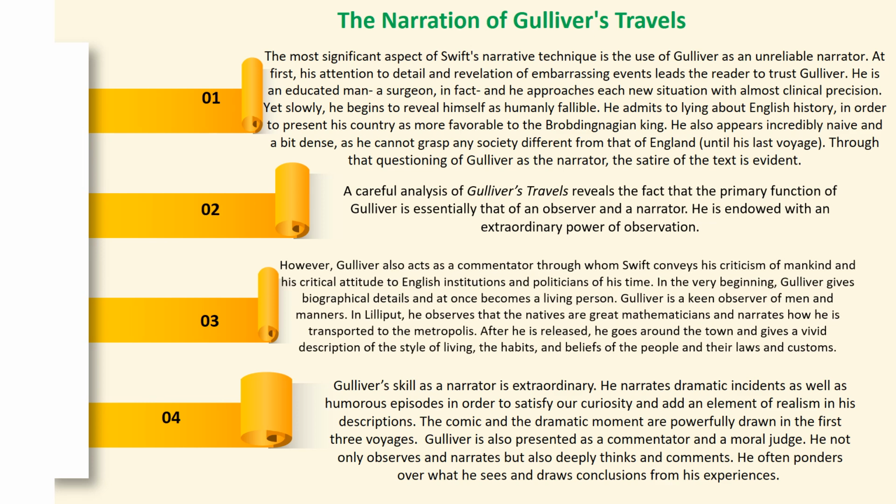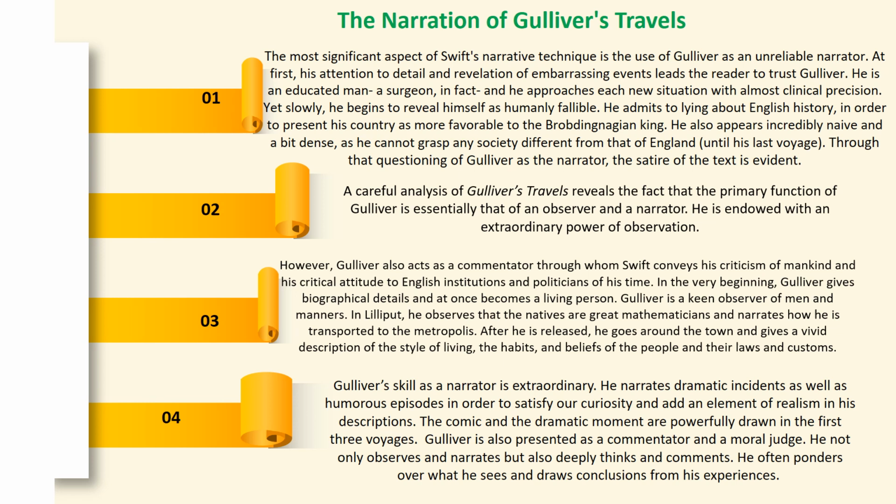Now let us examine the narration of the novel. The most significant aspect of Swift's narrative technique is the use of Gulliver as an unreliable narrator. At first, his narration, through detail and revelation of embarrassing events, leads the reader to trust Gulliver, because he is an educated man, and he approaches each new situation with almost clinical precision. Yet slowly he begins to reveal himself as humanly fallible.